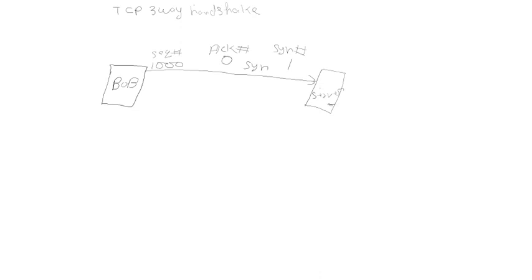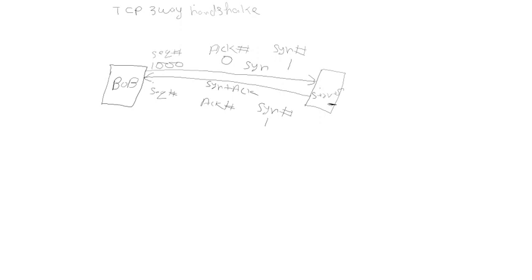Once the server receives the SYN message from Bob, it will revert back to Bob with the SYN ACK message, SYN plus ACK. The SYN ACK message contains three things again: the sequence number, acknowledgement number, and the SYN flag. The SYN flag should be 1 because the SYN message is there to establish the connection.